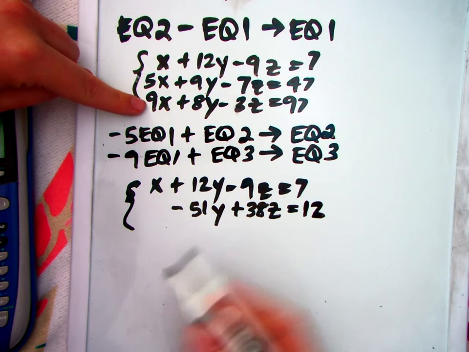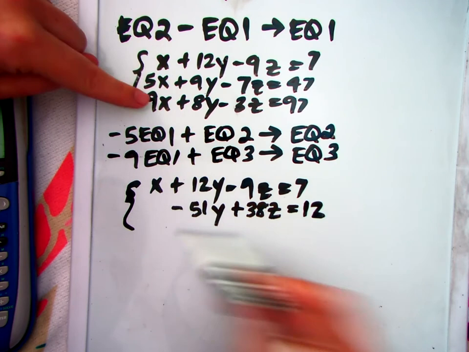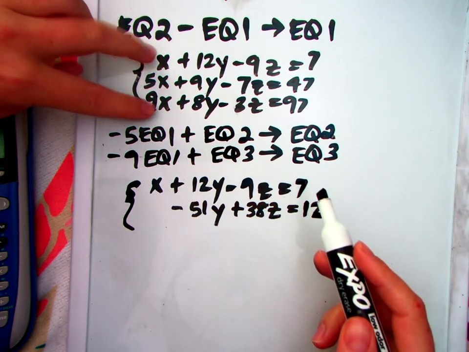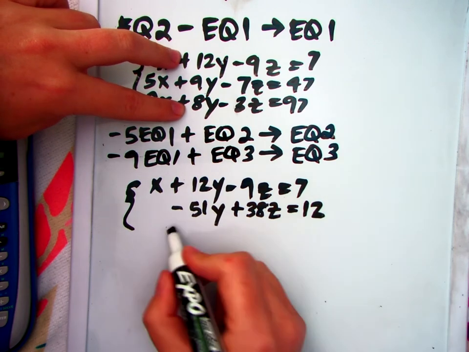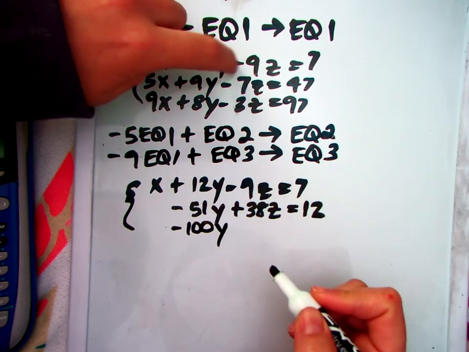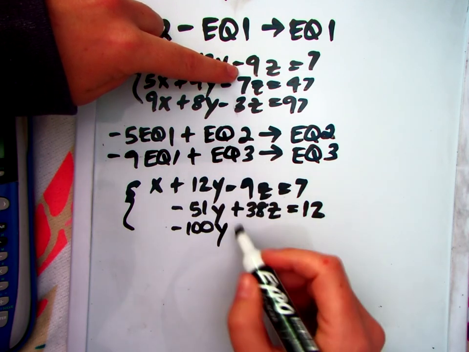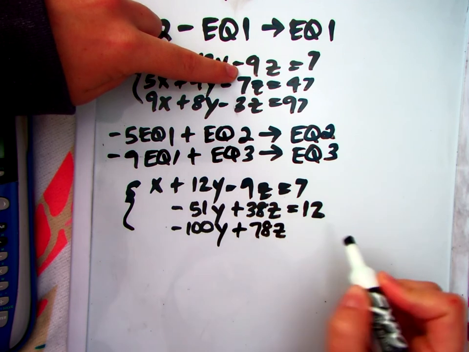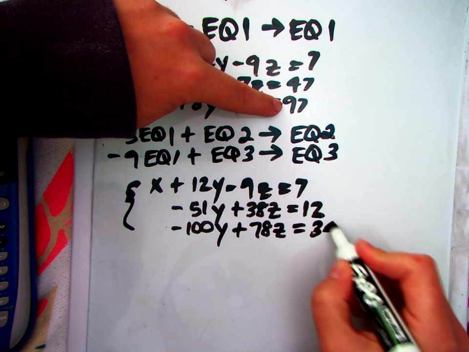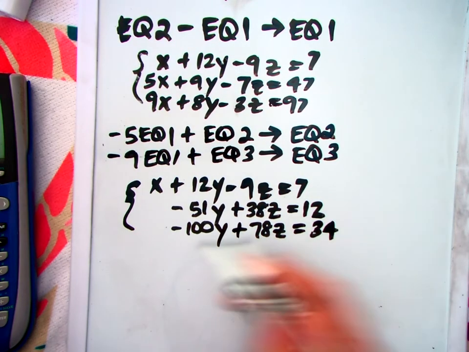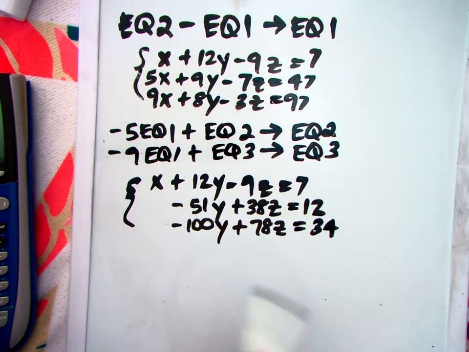So now I'm going to do equation 3. I'm going to rewrite equation 3 by negative 9 times this plus equation 3. So that's what I'm going to write. Negative 9x plus 9x, gone. Negative 9 times 12 plus 8, negative 100y. Negative 9 times negative 9 plus negative 3, 78z. Negative 9 times 7 plus 97 is 34. You can use your calculator to check those if you are not good at mental math.